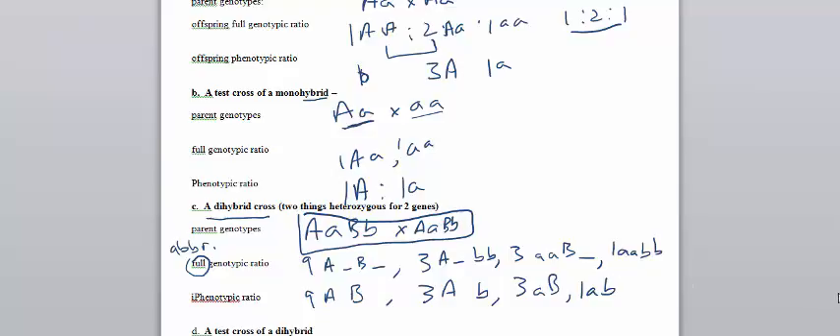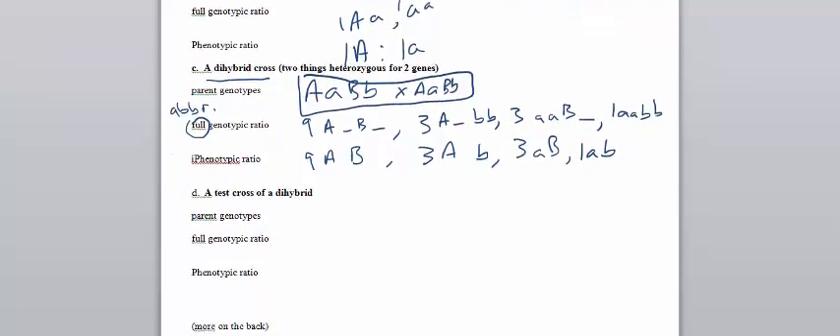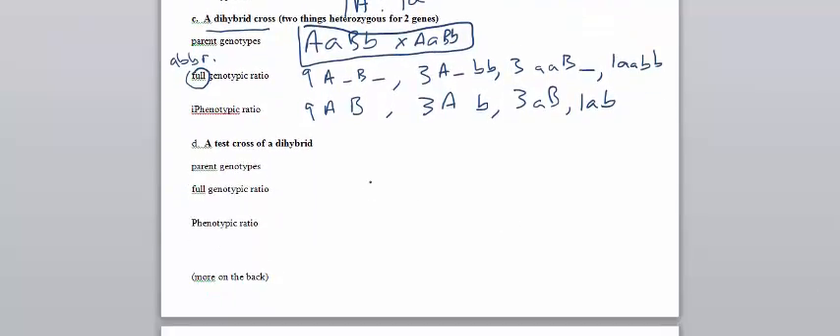So those are abstract symbols, but if we were using an actual cross, this might be yellow and smooth, yellow and wrinkled, green and smooth, green and wrinkled, whatever the phenotypes are. Test cross of a dihybrid. Dihybrid always means this. A dihybrid cross, and that's why I clarified it up top, a dihybrid cross is 2 heterozygous things crossed together.